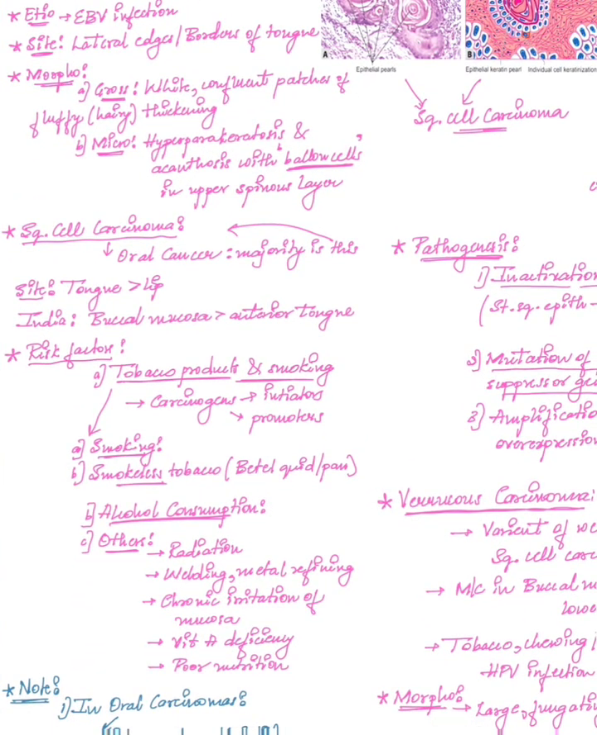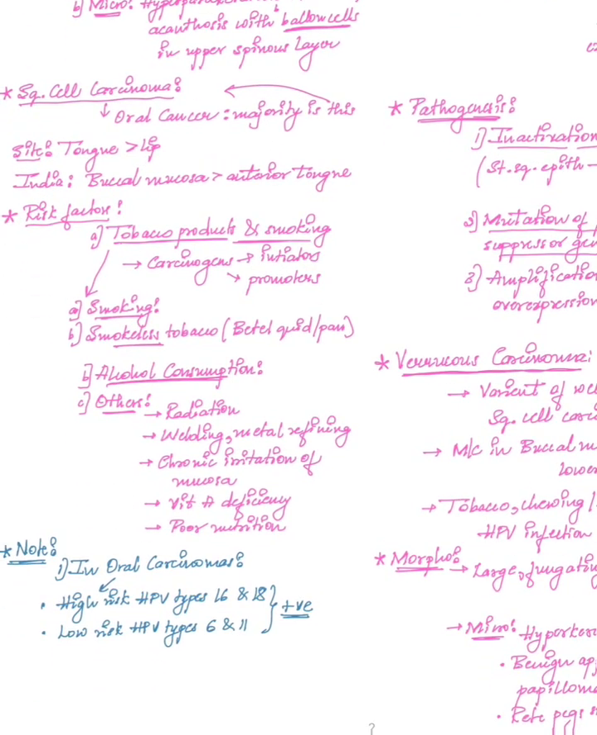The next is squamous cell carcinoma. The majority of oral cancer is squamous cell carcinoma. The important site is the tongue, then the lip. In India, the most common site is the buccal mucosa compared to the anterior tongue.